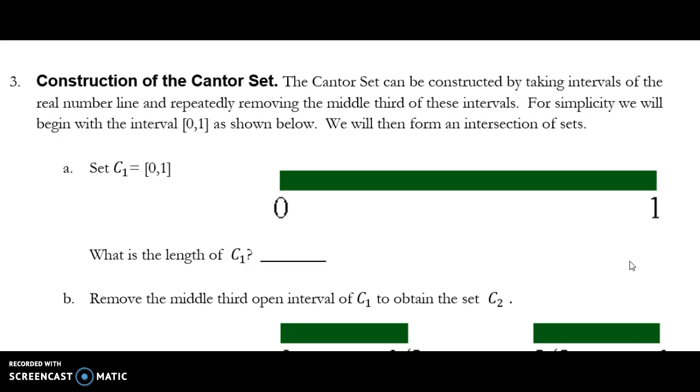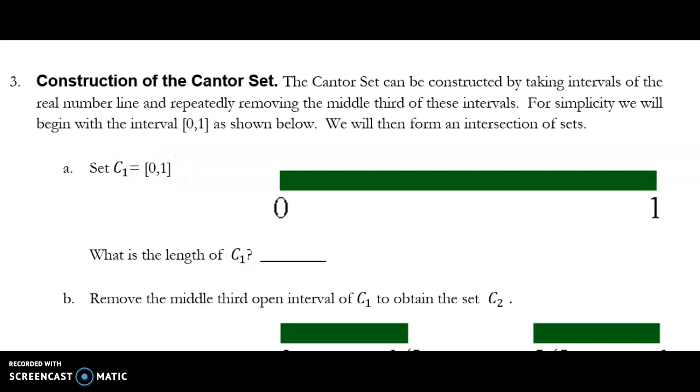Okay, so the first thing that we should talk about is how to construct the Cantor set. In this picture, you have an interval of the number line. This green bar, just imagine, is a slice of that number line from 0 to 1. The interval is given here. This set C1 is defined as the interval of numbers from 0 to 1, including 0 and 1.